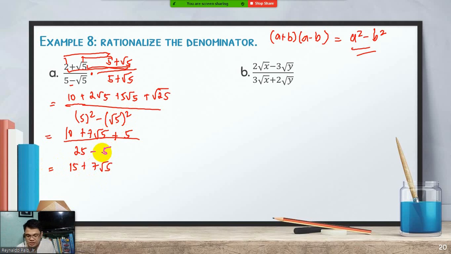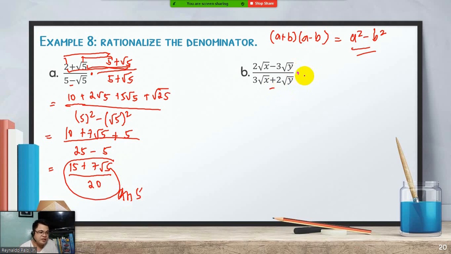Then the next thing is we will be simplifying the denominator. We have 25 minus 5, or simply 20. Alright, so since we cannot simplify this anymore and we are able to omit the radical in the denominator, this will serve as your final answer. Next, we have 2 square root of x minus 3 square root of y over 3 square root of x plus 2 square root of y.